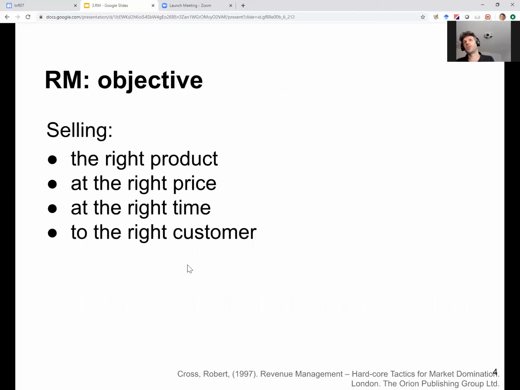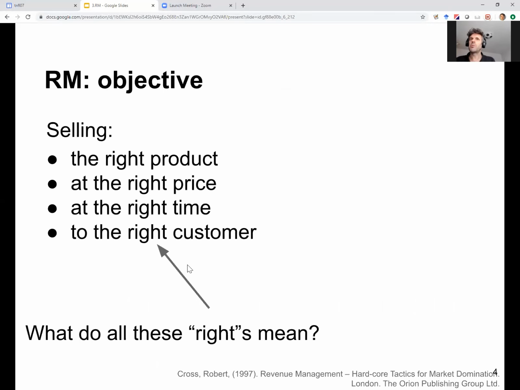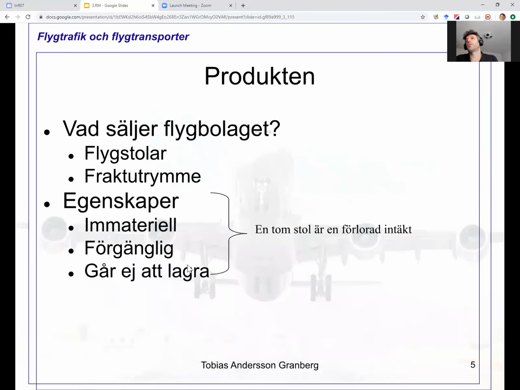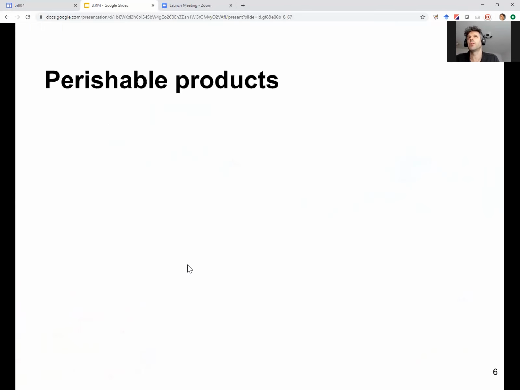The objective of revenue management is to sell the right thing to the right person, at the right price, at the right time. Let's look at some of the details of what it means to sell the right product, what the product is, price, and other things. The product that an airline sells is space on the plane, either for passengers or for freight. And again, to echo what we just talked about, this thing that the airline sells is a perishable product. It's gone if not used.